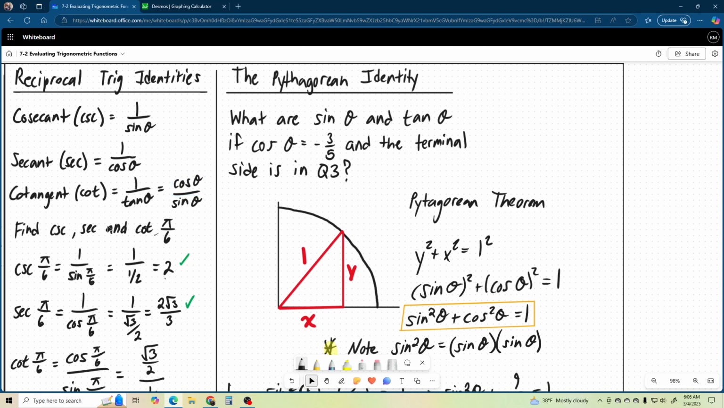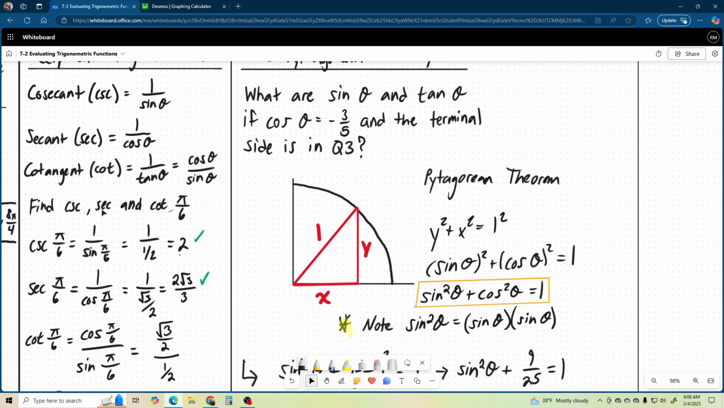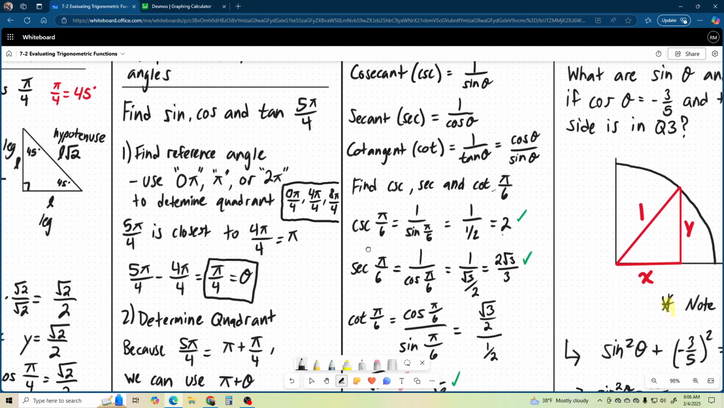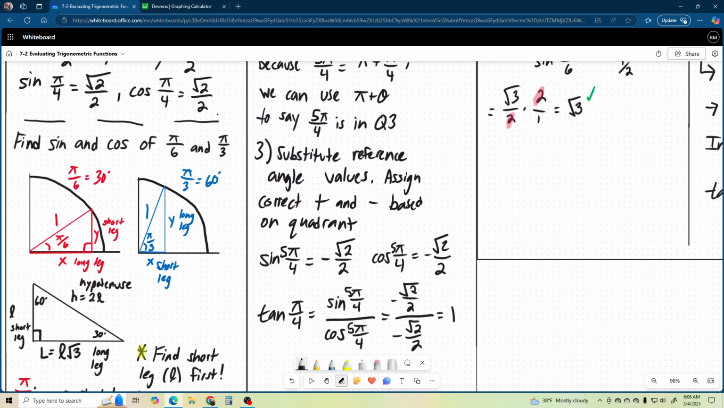All right, so for a quick trial problem, we're going to find the cosecant, secant, and cotangent of pi over 6. Now remember, pi over 6 is 30 degrees, right? Because this is 180 divided by 6, which is 30. So the cosecant of pi over 6 is going to equal 1 over the sine of pi over 6, right? If we look back here, remember the sine of pi over 6 was 1/2, right?